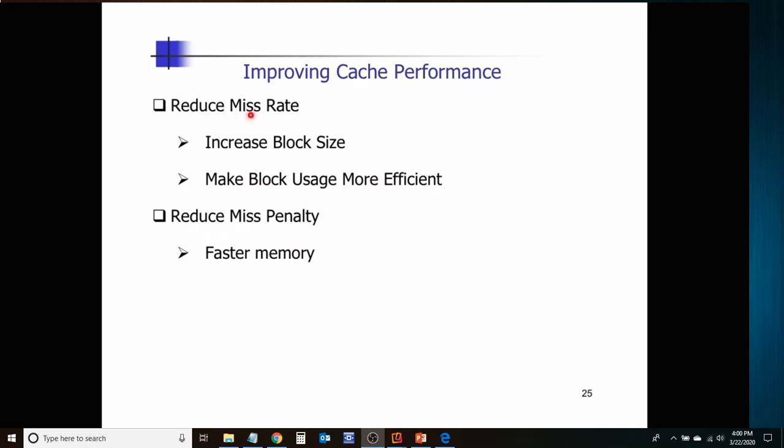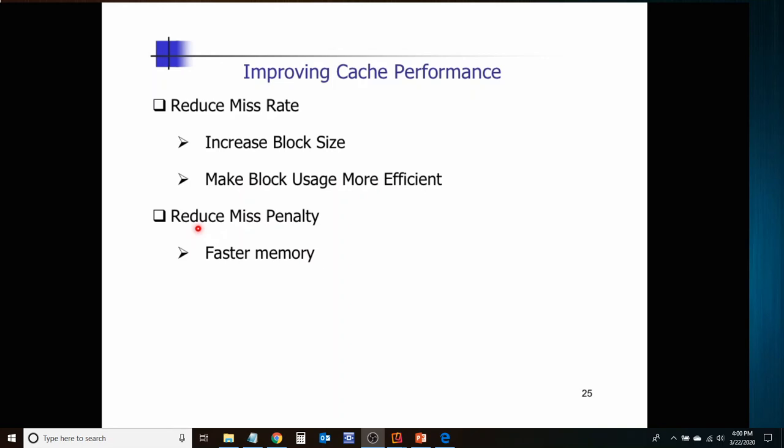So how can we reduce the miss rate? To some extent we can do this by increasing the block size, and we have seen this in the previous lecture. There is obviously a limitation to this, because if you increase the block size too much, then we actually start increasing the miss rate. So we can only do this to some extent. Or we could also make the block usage more efficient, and we'll be seeing how we can access blocks in parallel to reduce the miss rate.